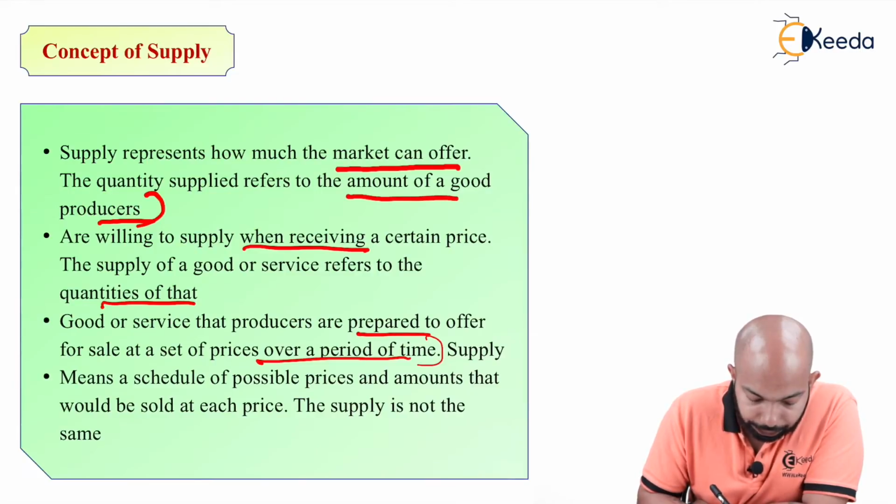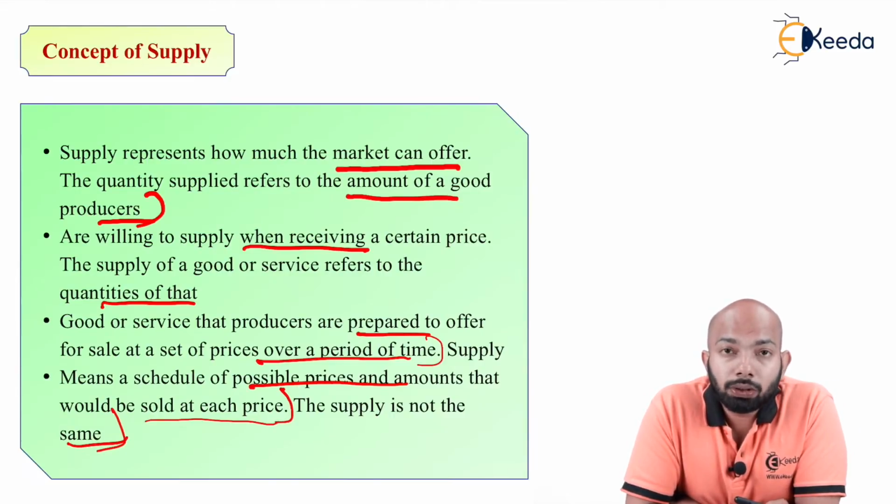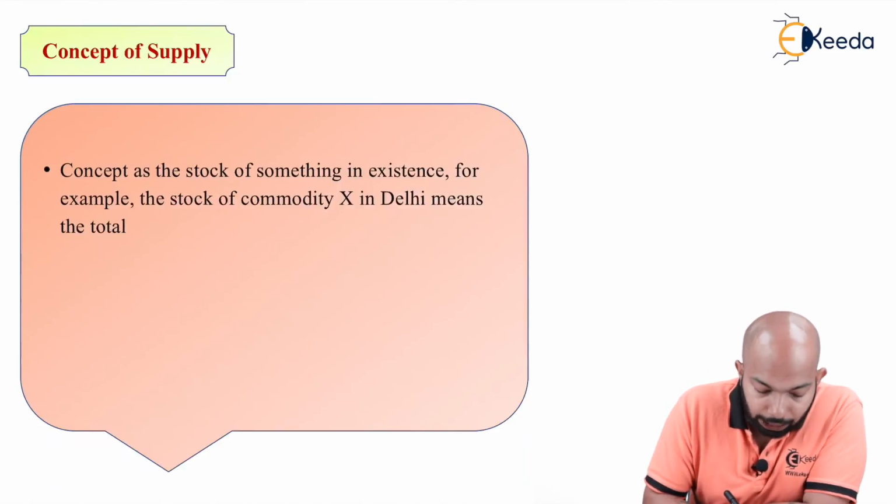Supply means a schedule of possible prices and amounts that would be sold at each price. The supply is not the same. Supply also speaks about the specific amount at which it is going to supply and the amount at which it is not going to supply. These are the details. Now, the concept of stock is something in existence.